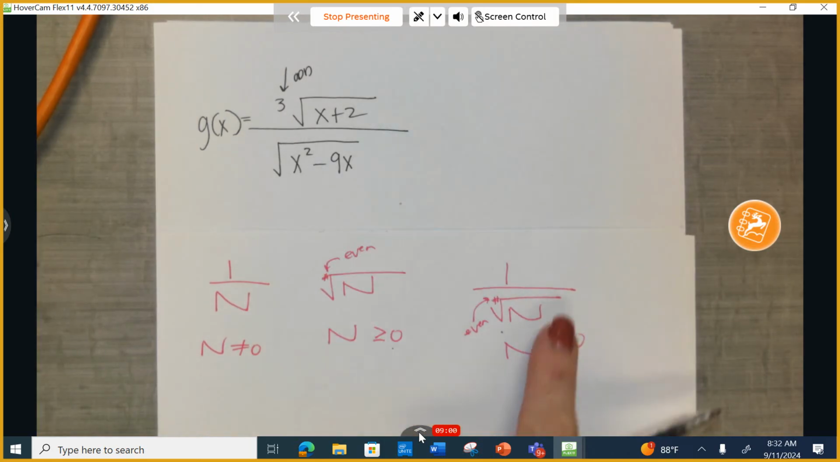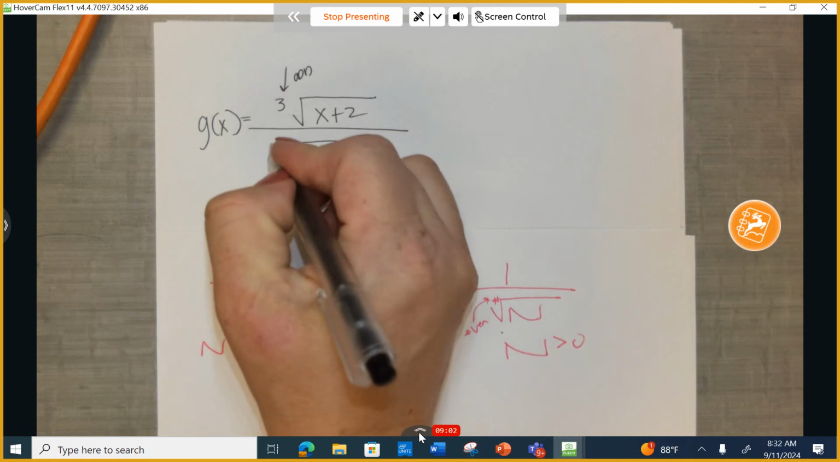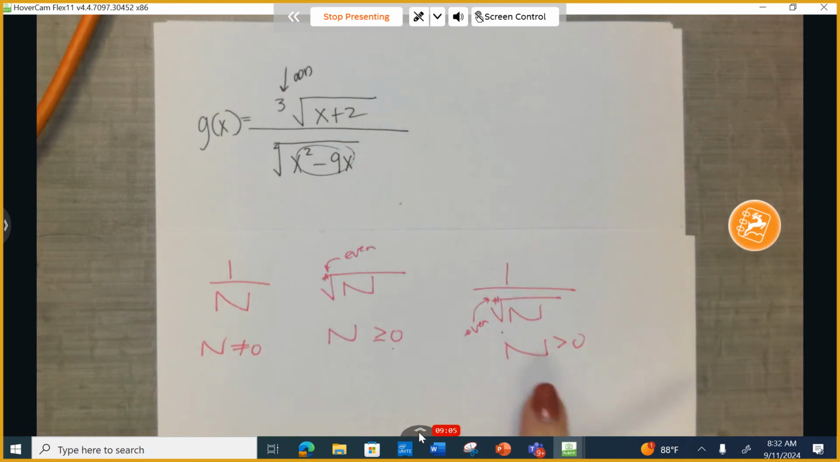Okay, so this bottom part, I'm following this rule because this is even. So this portion has to be greater than 0.